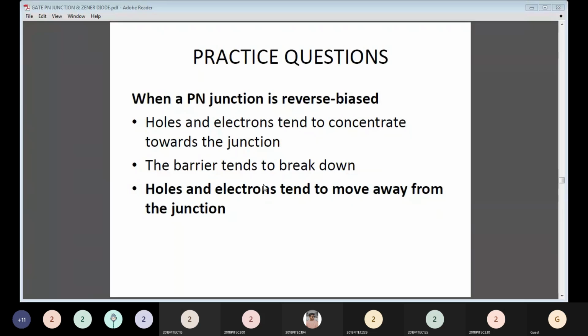That is, electrons recombining with the holes and holes recombining with the electrons. There is no such activity, because the depletion layer width will be very thick in reverse bias condition. So there is no chance of concentrating or combining the charge carriers, as well as the barrier will not tend to break down. So the correct answer will be holes and electrons will tend to move away from the junction. That will lead to not conducting the flow of current.